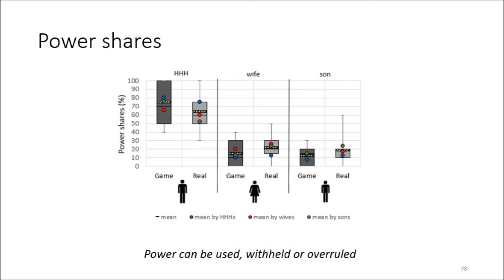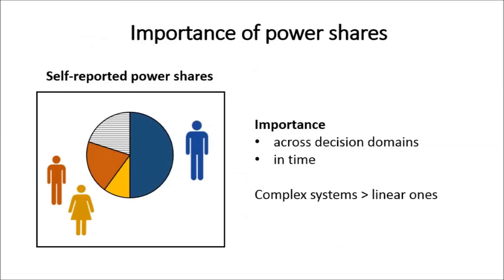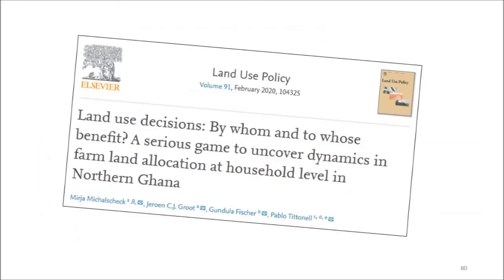And I found that power can be used, withheld, or overruled. So I could actually understand why there was a mismatch in the previous assessment. So I understood that the power can also be important across decision domains and in time, especially because we're looking at complex systems rather than linear ones. So the game really helped me to see the dynamics. I really understood so much.